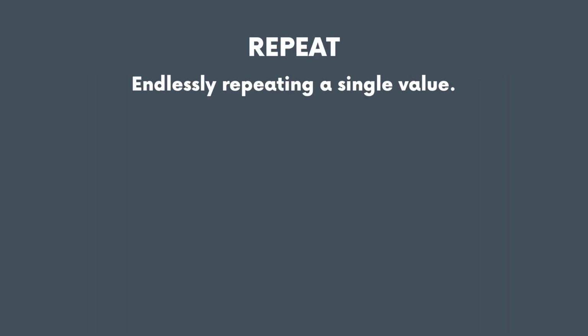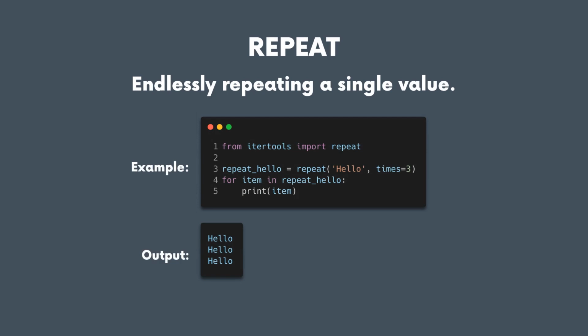The repeat function generates an iterator that endlessly repeats a single value. We import repeat from itertools. Then we create an iterator that repeats hello 3 times. We iterate over it and print each repetition.